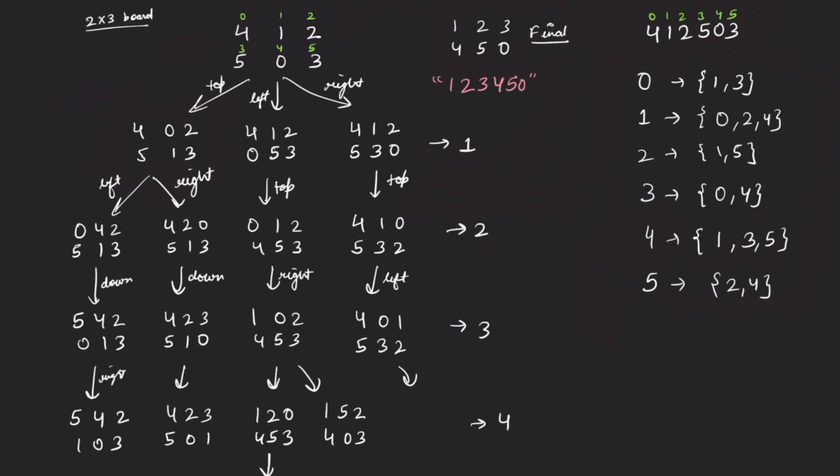Since the constraints given to us in the question are very small, this is a 2x3 board and we know what all numbers are present in it. So we can apply breadth first search here and check all the possibilities. Let's quickly code it out.